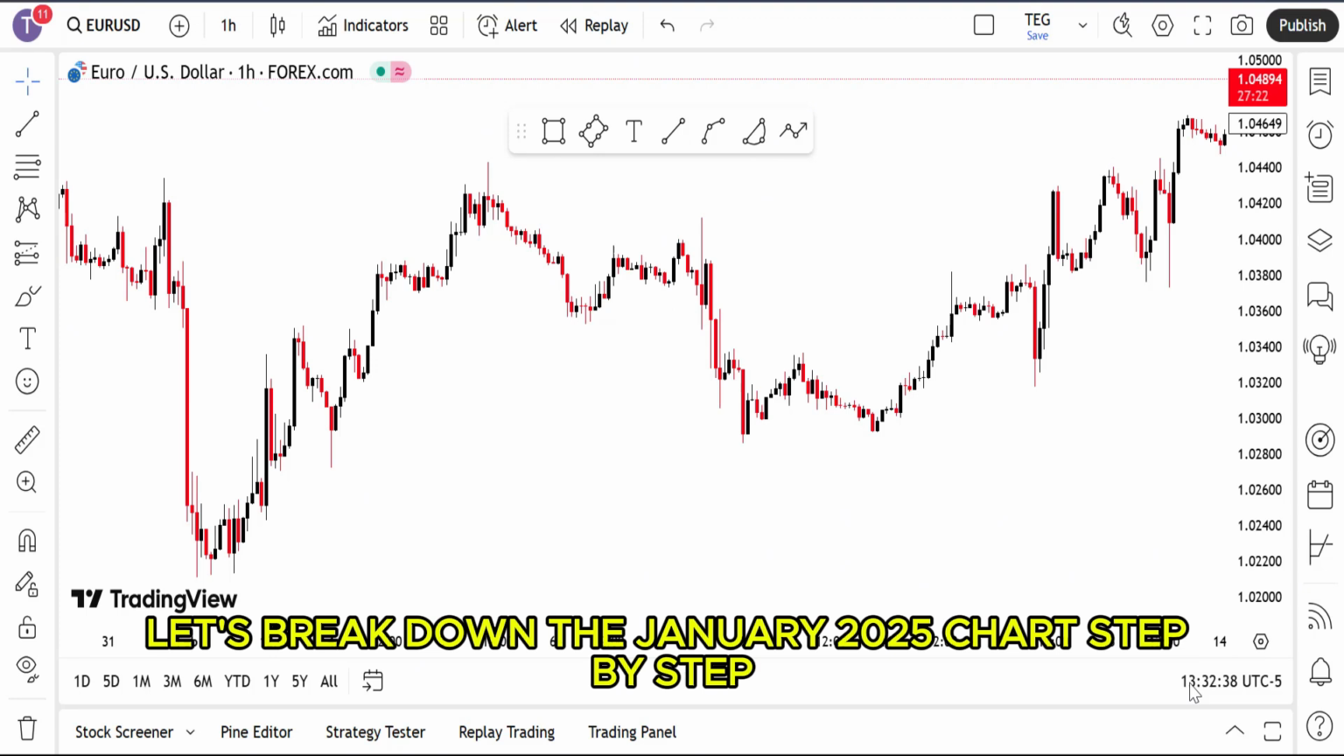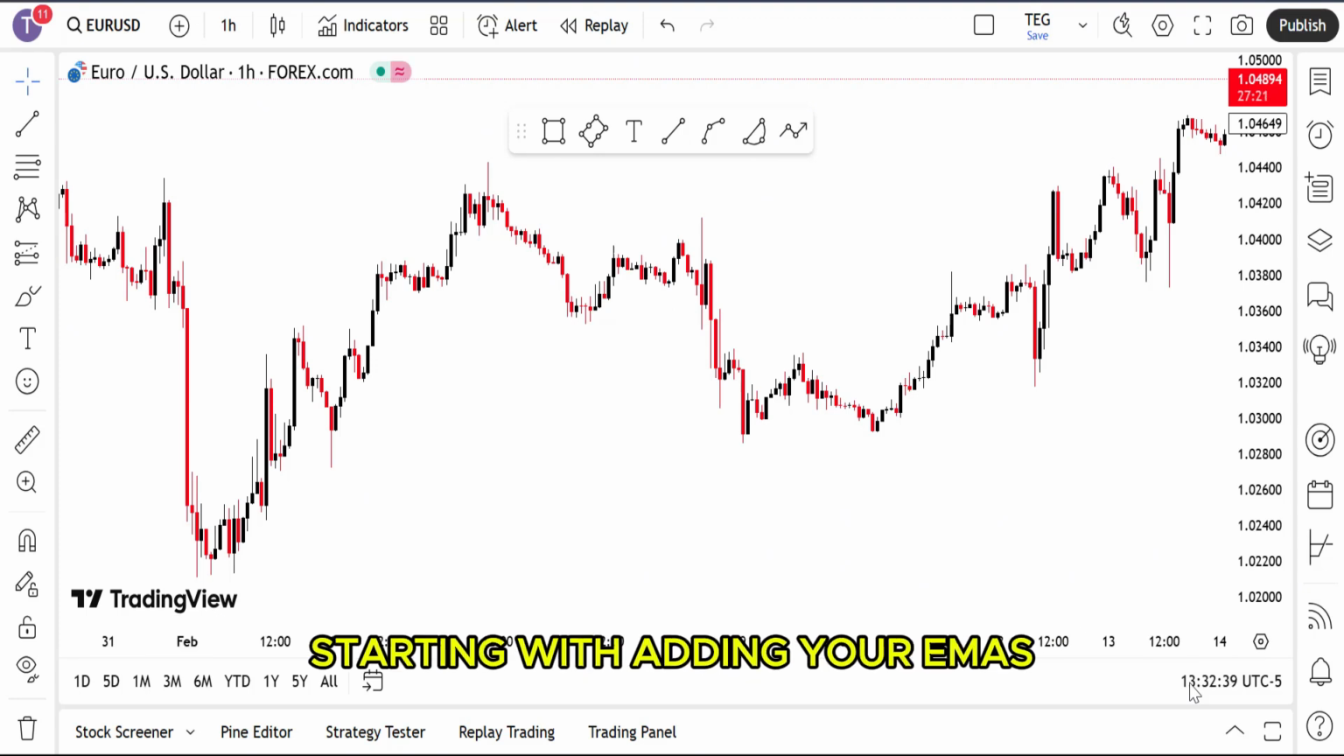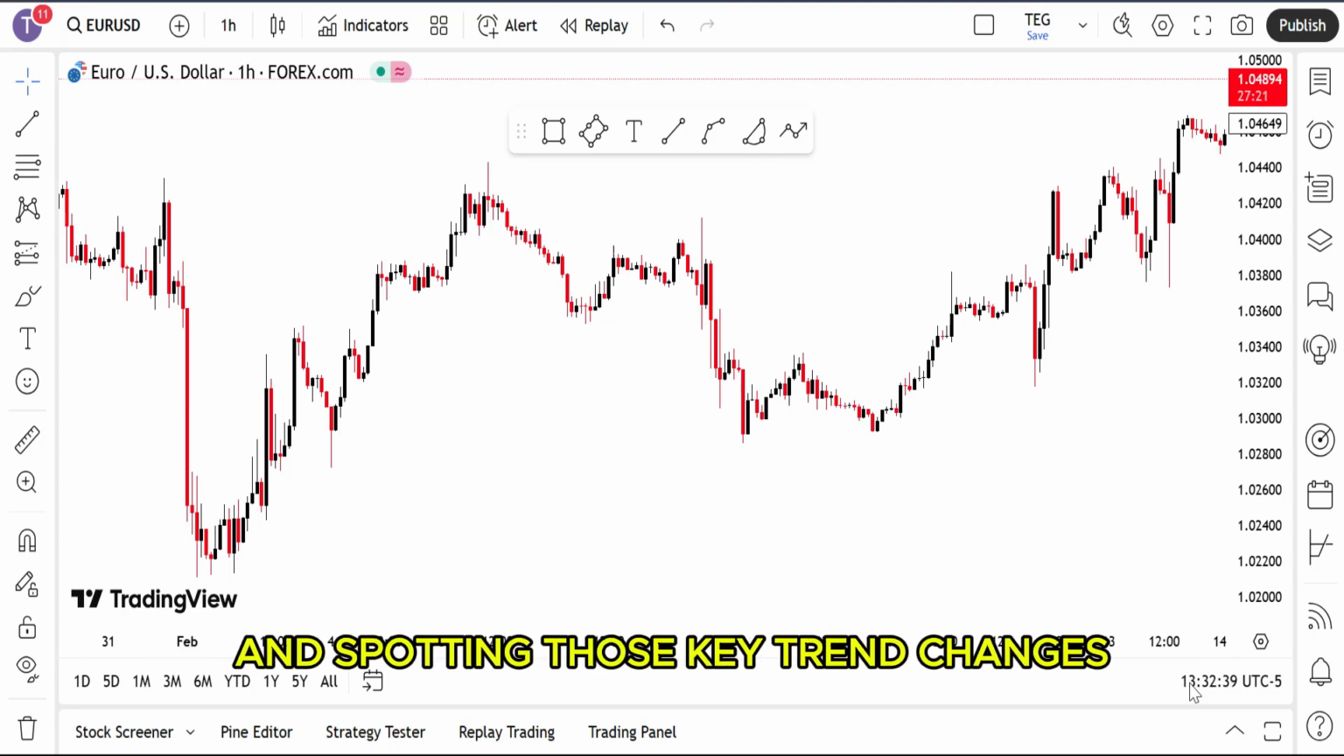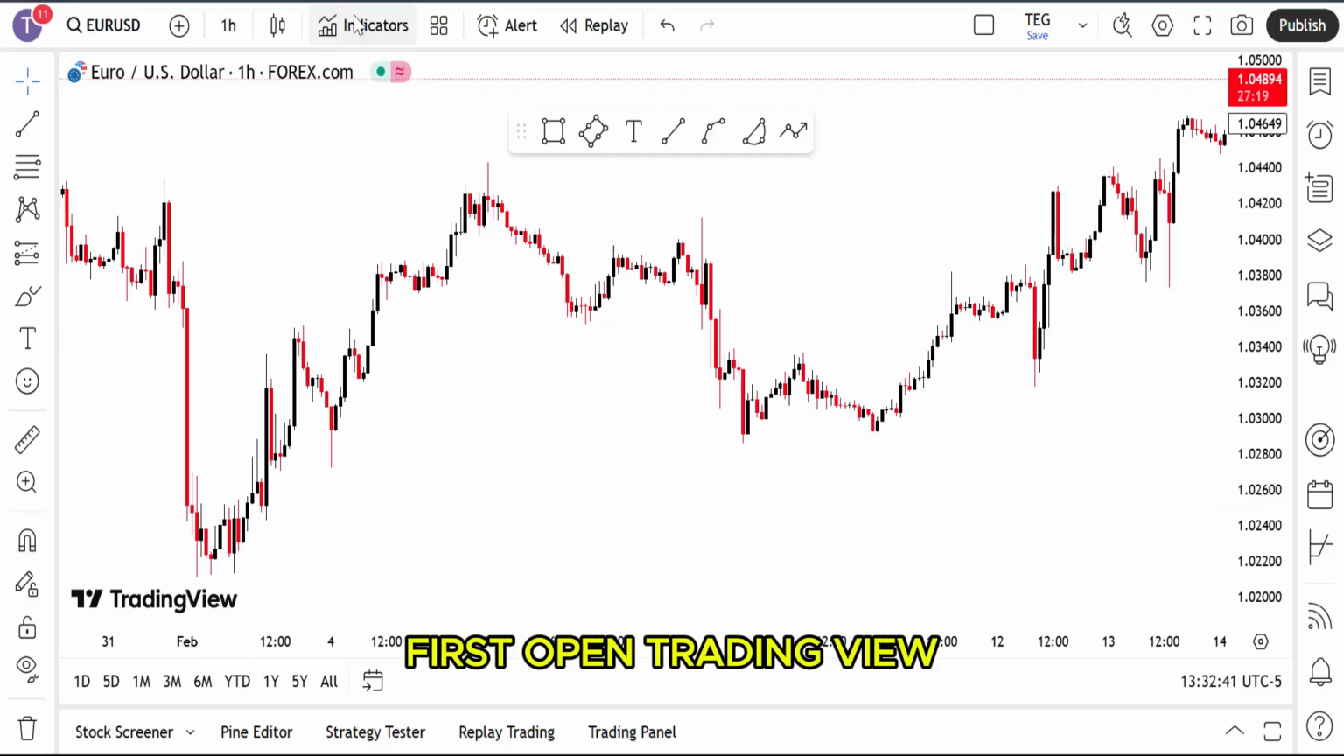Alright, we have come to our final examples, the one we all have been waiting for. Let's break down the January 2025 chart step by step, starting with adding your EMAs and spotting those key trend changes. First, open TradingView.